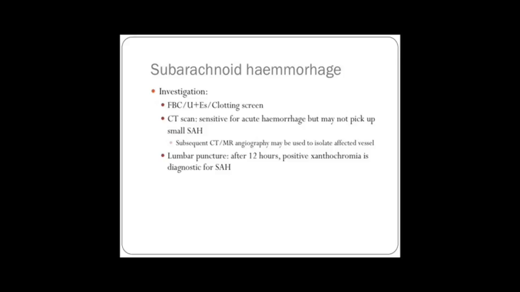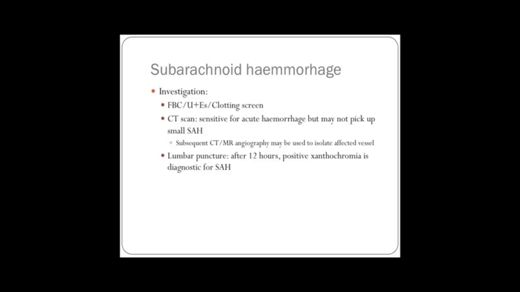Now, how do you go on to investigate someone with subarachnoid hemorrhage? Well, first of all, obviously, when you see the patient in the emergency department, you have to resuscitate them, make sure they've got oxygen, venous access. Do some routine blood tests for blood count, U&Es, and a coagulation screen in case the patient has a bleeding diathesis. And then a CT scan is extremely sensitive for acute hemorrhage.